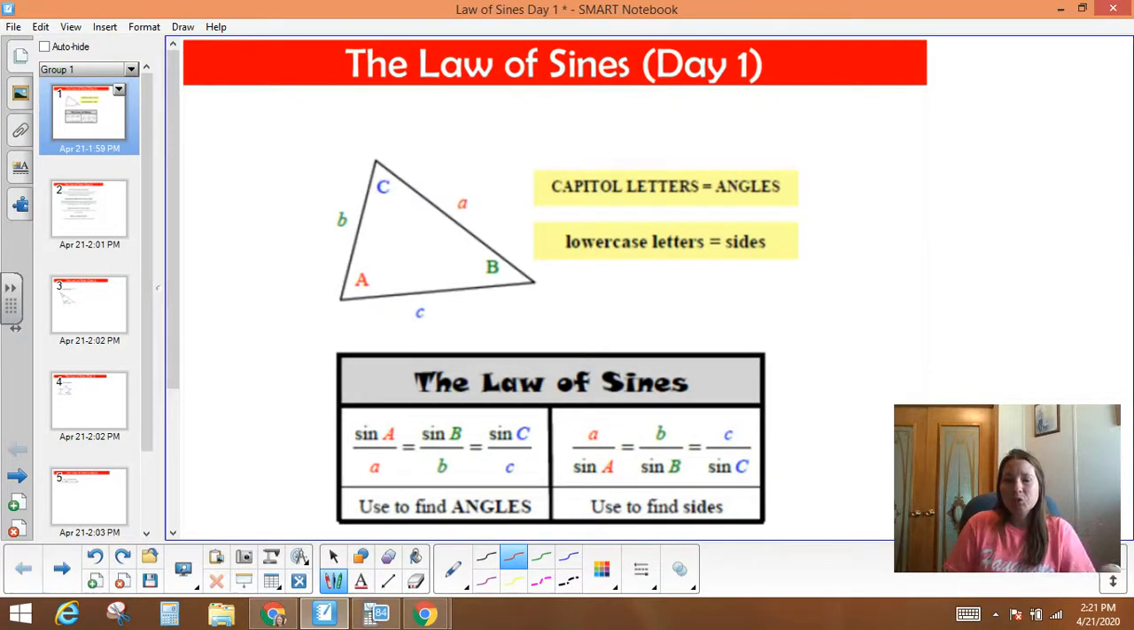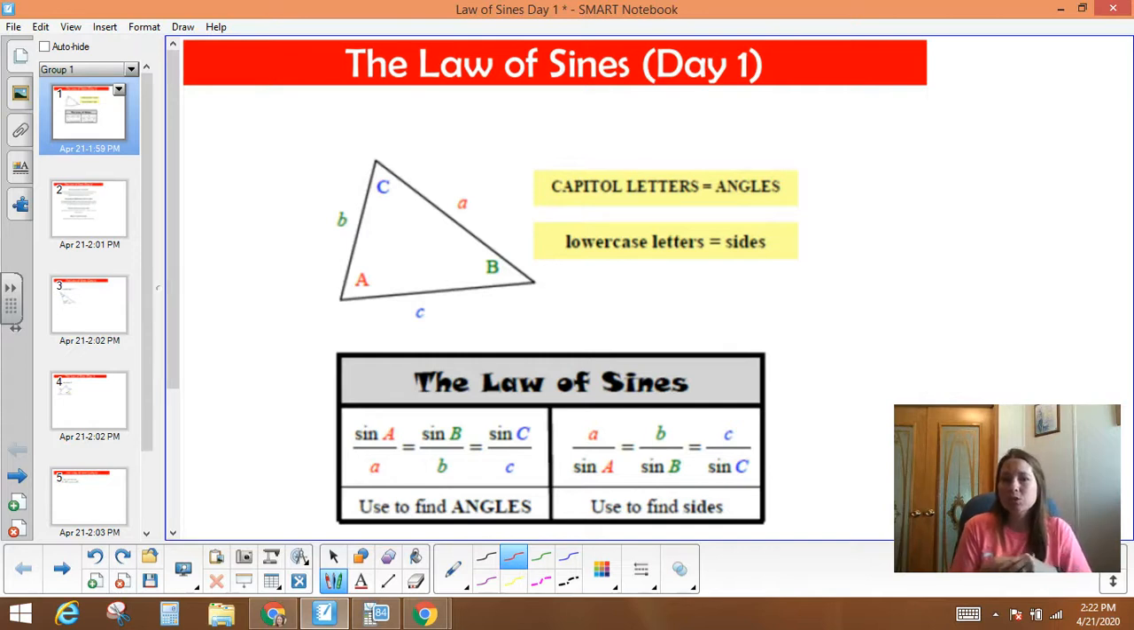So today we're just going to do simple law of sines. Wednesday you'll get a video with the ambiguous case of the law of sines, and then Friday we'll do the law of cosines. So you're going to use law of sines or law of cosines depending on what information you're given. We'll get into that on the next slide.